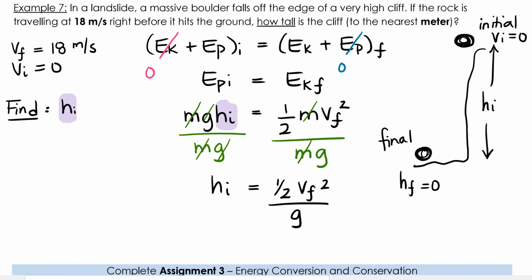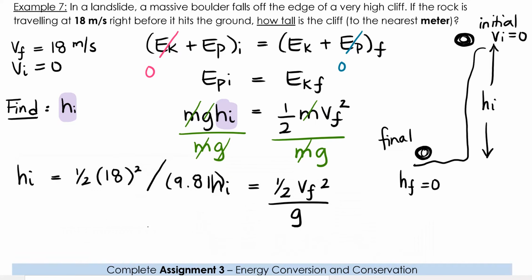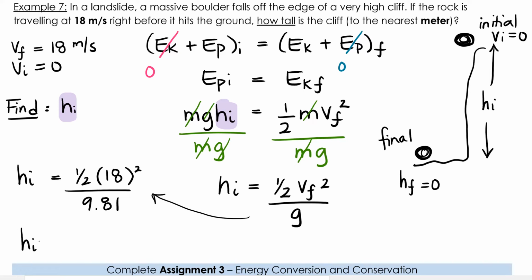Let's put our numbers in now. H initial equals 1/2 times 18 meters per second squared, all divided by 9.81 meters per second squared. This looks a little messy, so I'm going to move it over. Sorry, I know I'm cheating. You guys don't have the same power on your notes. Go ahead and pop that into your calculator, and you should get 17 meters, which is the height of the cliff.